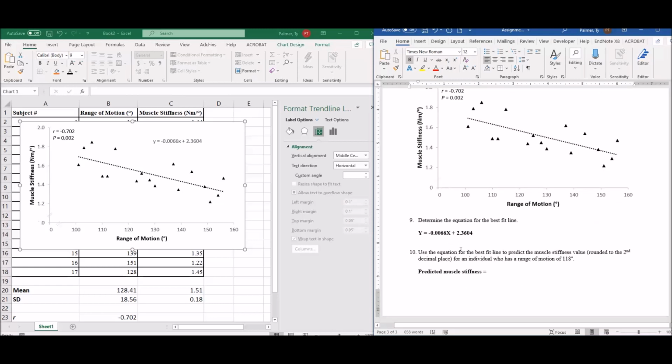Now let's move on to question 10, the last one. Use the equation for the best fit line. So use the equation that we just determined to predict the muscle stiffness value for an individual who has a range of motion of 118 degrees. This is where we'll input our answer. So we're going to use this equation to help predict muscle stiffness for a person who has a range of motion value of 118. Remember, like I talked about earlier in the video, range of motion is pretty easy, especially in comparison to muscle stiffness.